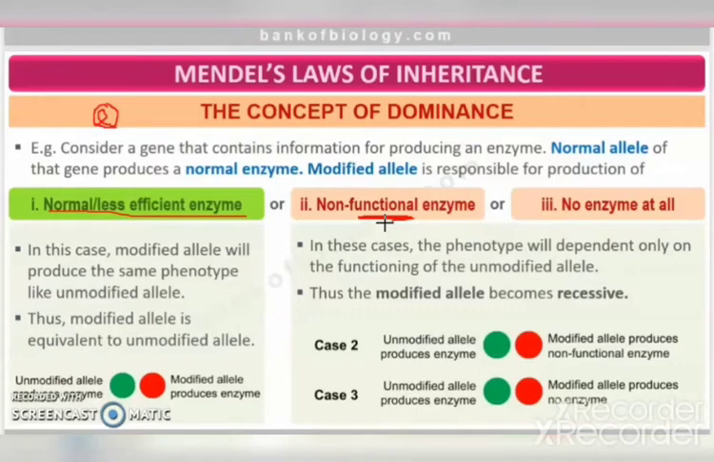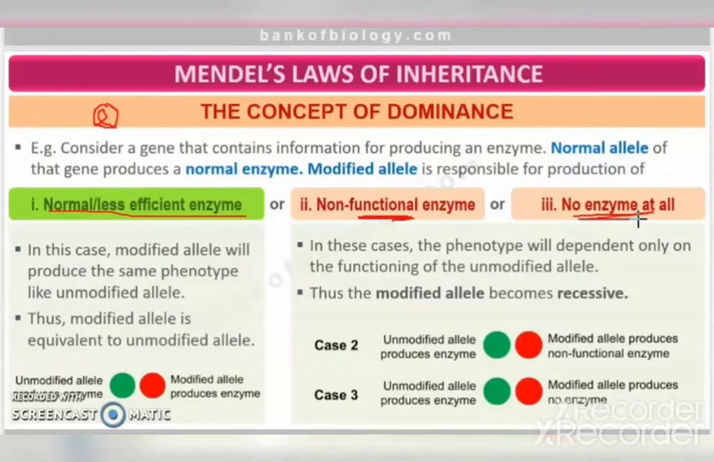Okay, from that name itself we can understand that the enzyme which is produced by them will not help in any such chemical reactions, or else no enzymes at all. So in some cases they will not produce enzymes at all. Okay, അപ്പോൾ ഈ ഒരു 3 സിറ്റുവേഷൻസിലേക്ക് കൂടിയാണ് modified alleles will move on.